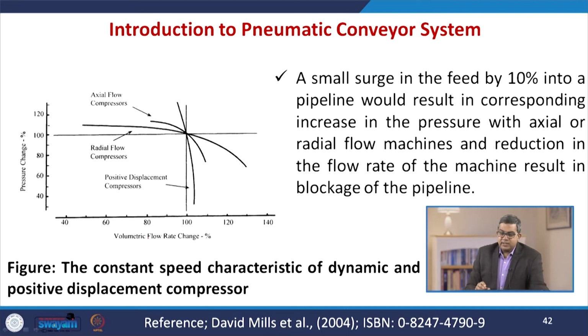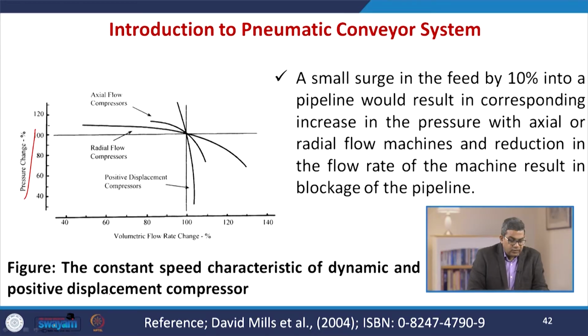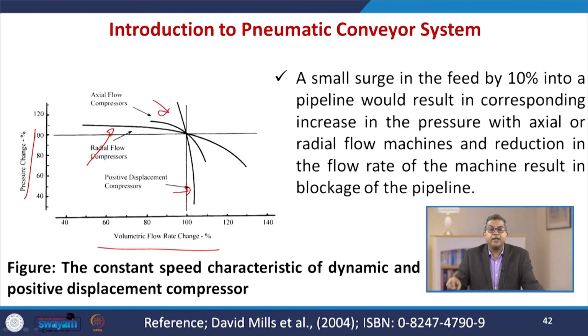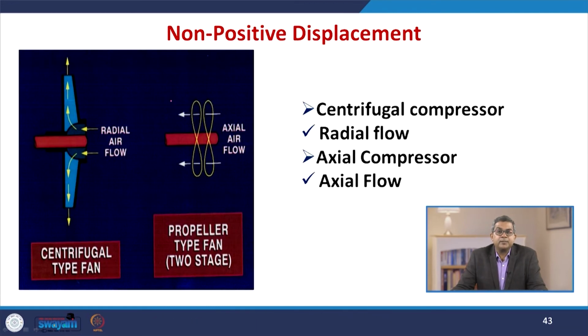Now a small surge in the feed, by say 10%, into a pipeline would result in a corresponding increase in the pressure with the axial and radial flow machines, and the reduction in the flow rate of the machine results in the blockage of the pipeline. Here you can see the percentage of pressure change and the volumetric flow change. You may observe the positive displacement compressor here, and here the radial and axial ones. So this is the constant speed characteristics of dynamic and positive displacement compressors.